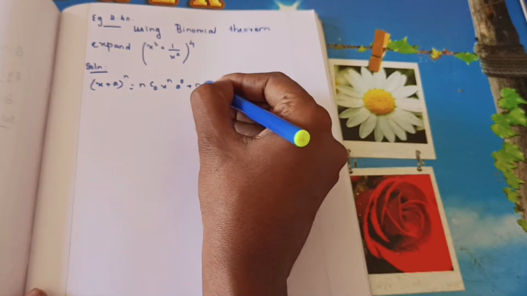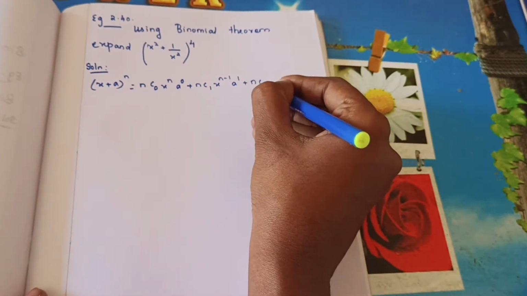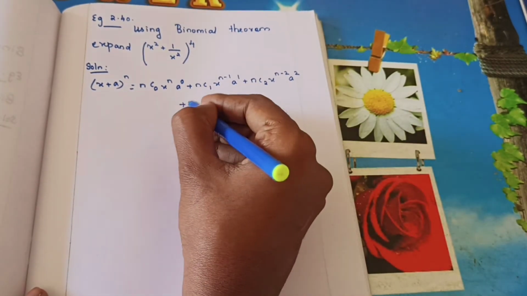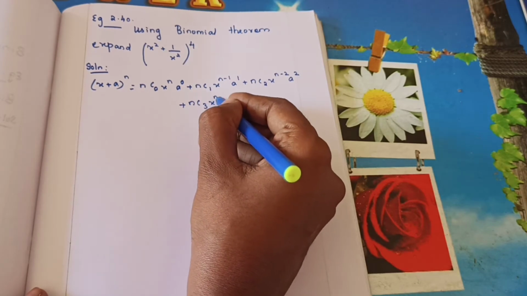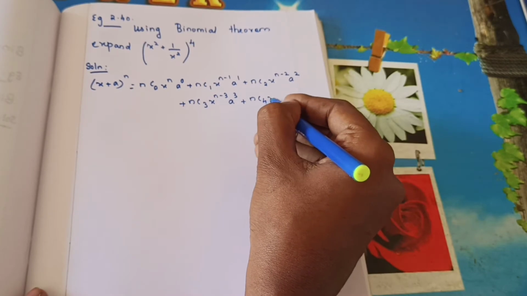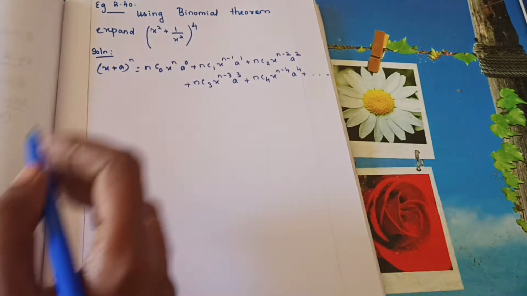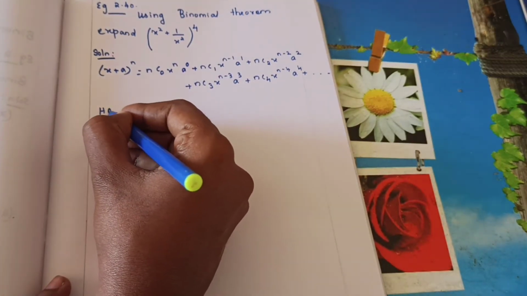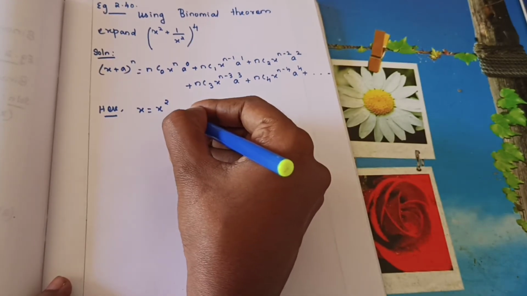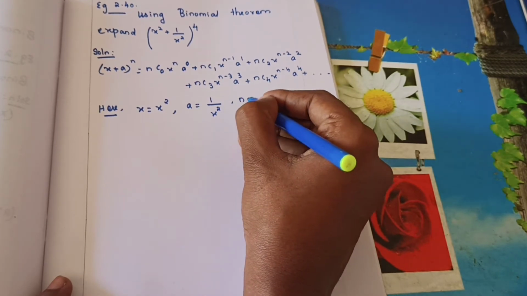That's enough. Then nC1 x power n minus 1 a power 1 plus nC2 x power n minus 2 a power 2 plus nC3 x power n minus 3 a power 3 plus nC4 x power n minus 4 a power 4 plus etc. Okay, enough. So now here what is the x value? In the place of x, what's there? X square. What's the value of a here? 1 by x square is in the place of a. What's the n value? 4.